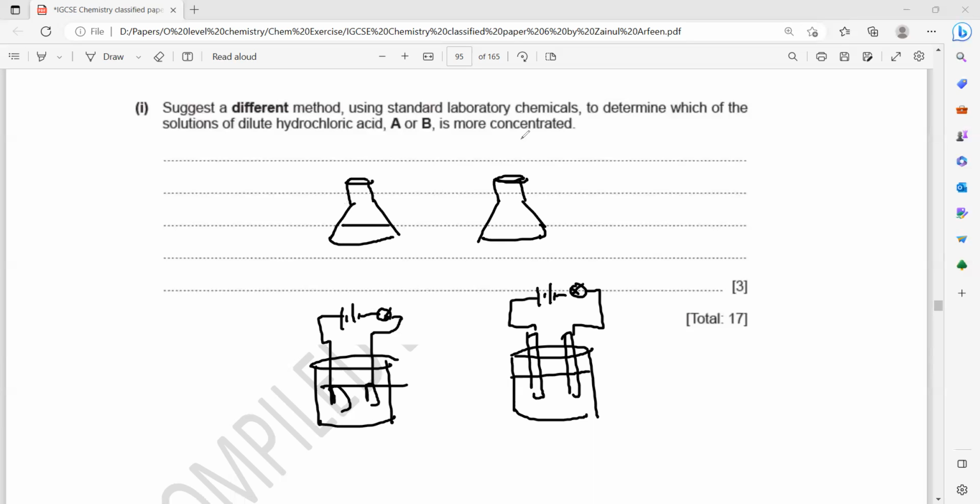Why is universal indicator wrong? Because universal indicator is actually a hard practical way. Universal indicator is used to identify the pH of the solution, like which has a higher pH or a lower pH, the nature of a solution, rather than identifying the concentration of a solution.